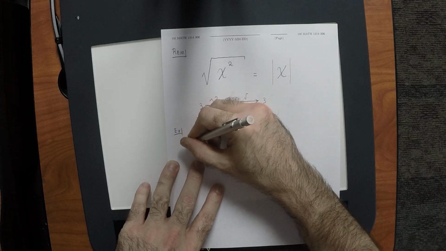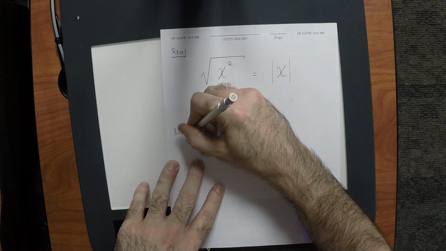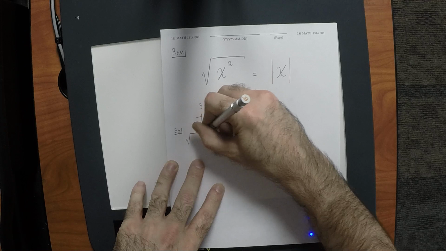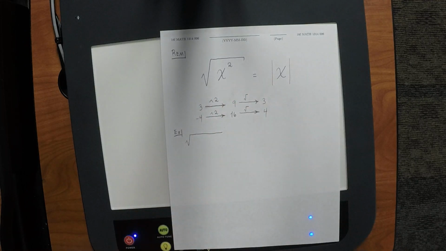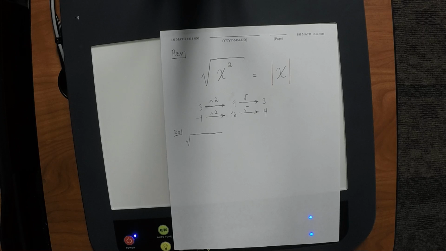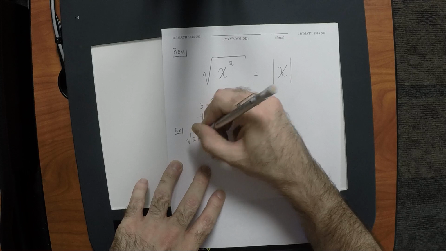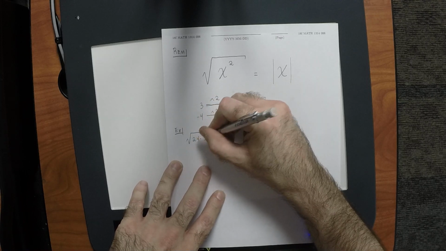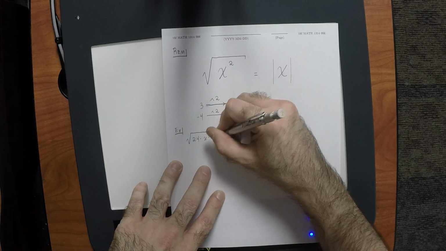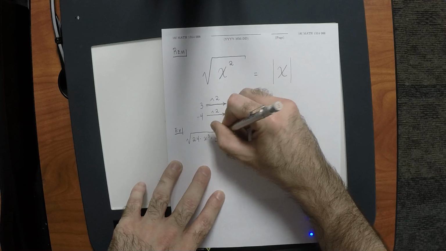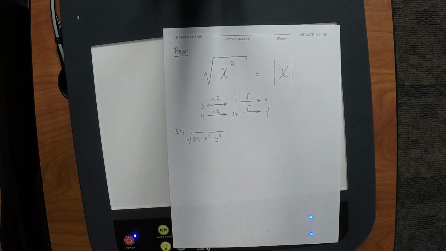So if we have something like the square root of, now I want to put some number in there, 24, and then I'm going to say multiplied by x cubed and multiplied by y to the 5th. And what I am requesting of you is that I want you to get out as many factors as possible.